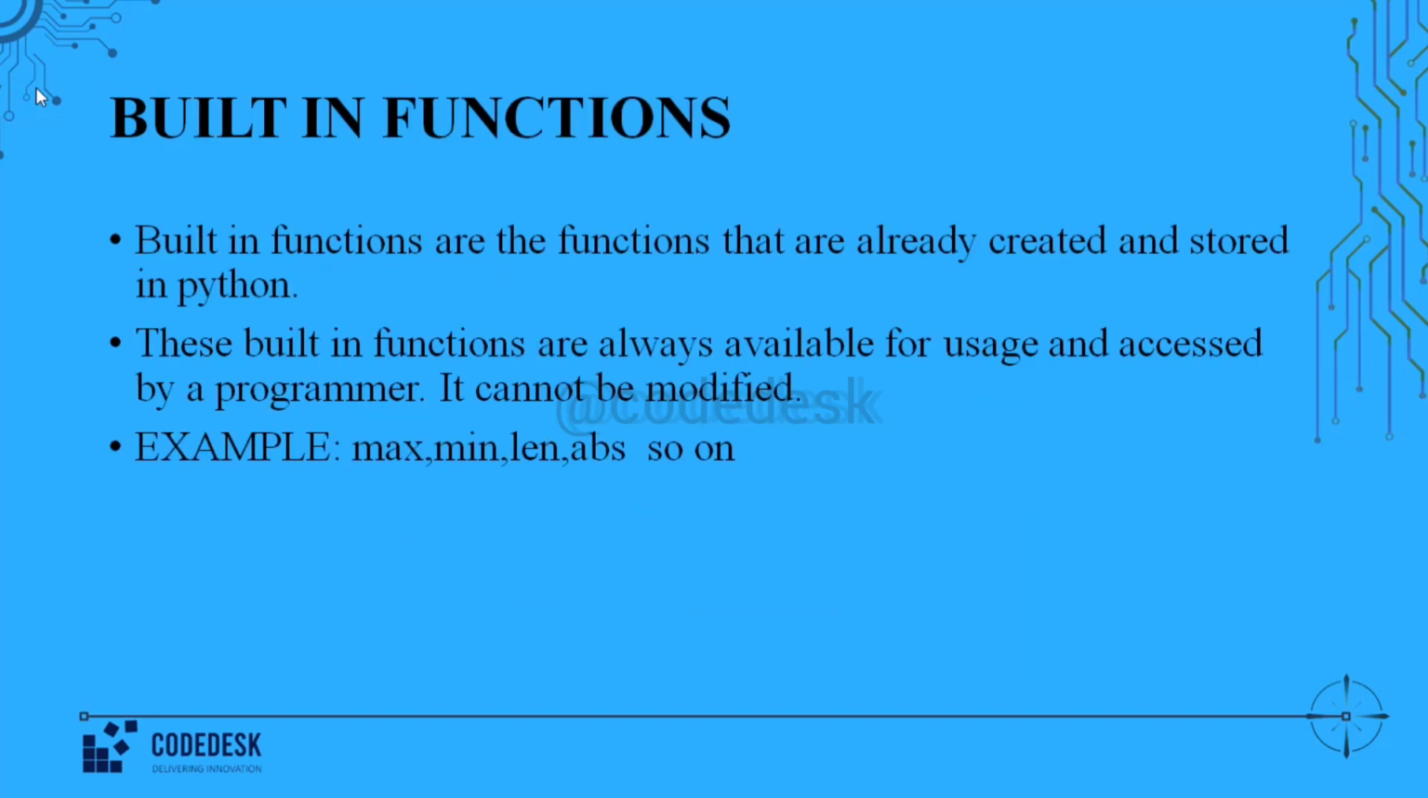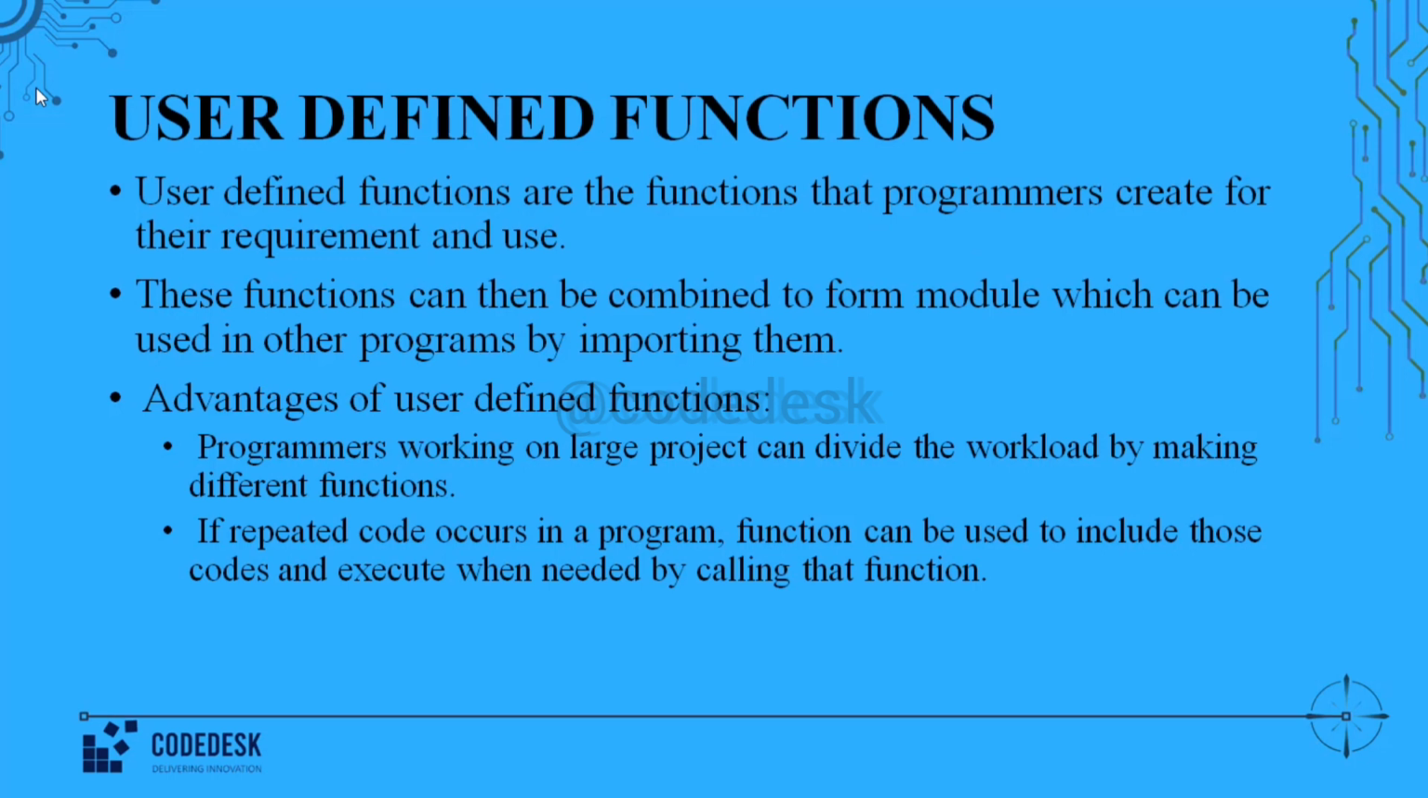There are two types of function: built-in function and user-defined function. A built-in or predefined function is already present in the Python editor itself. For example, you can take maximum, minimum, length, random, range. These are said to be built-in functions. So the next thing is user-defined function.